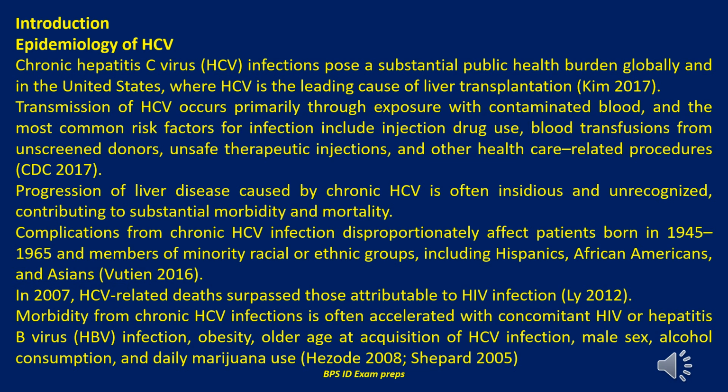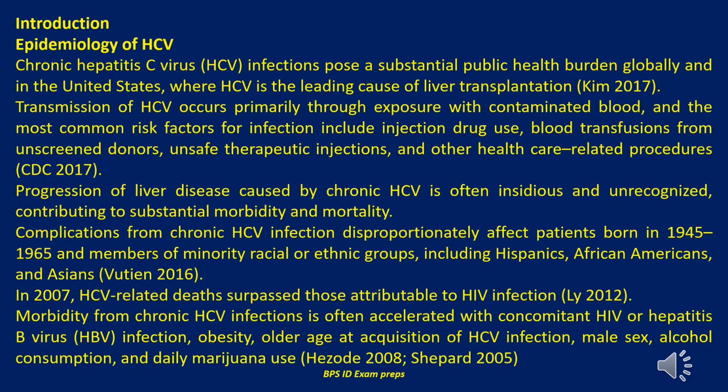Chronic hepatitis C virus, abbreviated as HCV, infections pose a substantial public health burden globally and in the United States, where HCV is the leading cause of liver transplantation, according to Kim 2017. Transmission of HCV occurs primarily through exposure with contaminated blood, and the most common risk factors for infection include injection drug use, blood transfusions from unscreened donors, unsafe therapeutic injections, and other healthcare-related procedures, according to the CDC 2017.